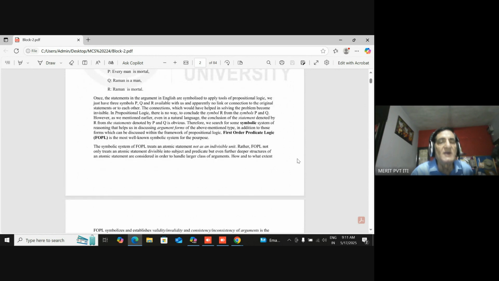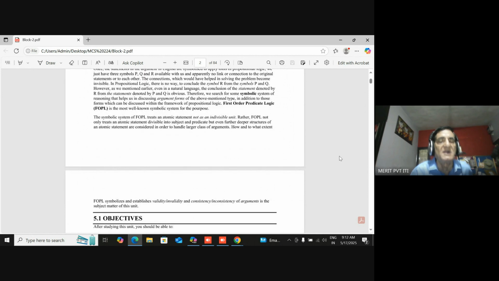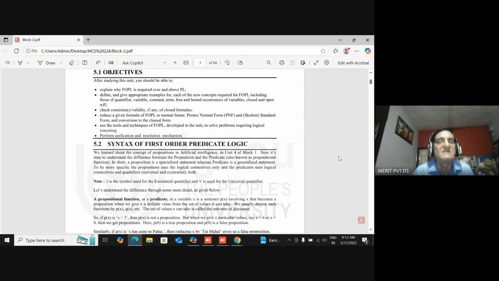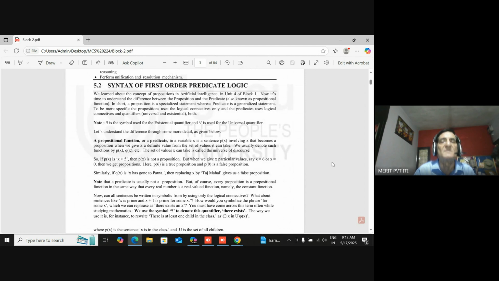Okay, the symbolic system of FOPL treats an atomic statement not as an individual, but rather FOPL does not treat an atomic statement as indivisible into subject and predicate, but even further deeper structure of an atomic statement is considered in order to handle a large class of arguments. So let us see how it is done. After studying this unit, this is what you will be able to get. Syntax of first order predicate logic.